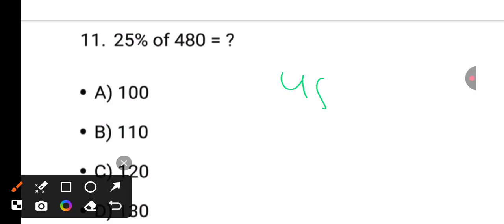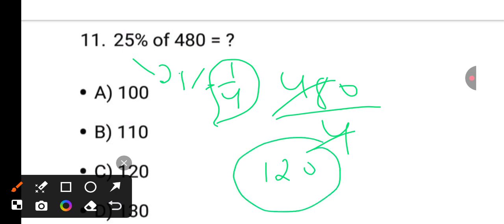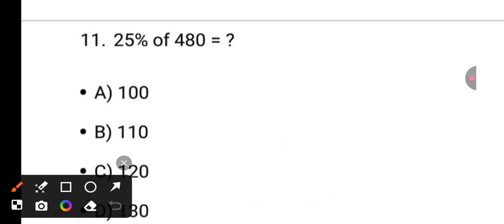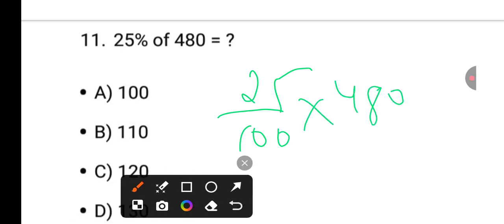Next, 25% of 480. What is the fraction value of 25%? It is 1 by 4. Very important. 480 divided by 4. It becomes 120. 120 is the answer. What is the basic method? 25 by 100 into 480. If you solve, you will get the same answer.